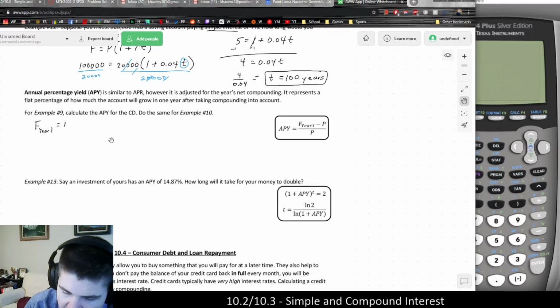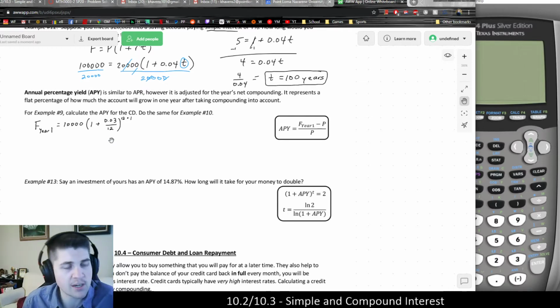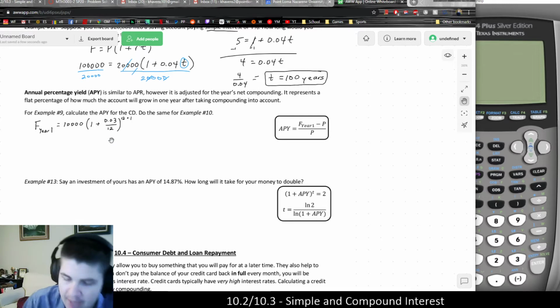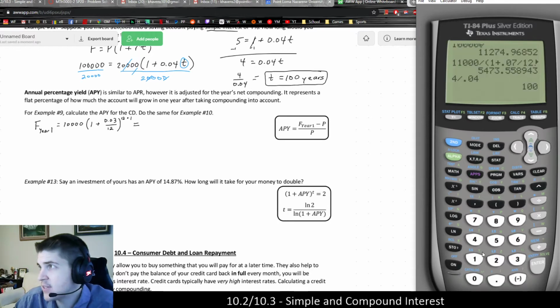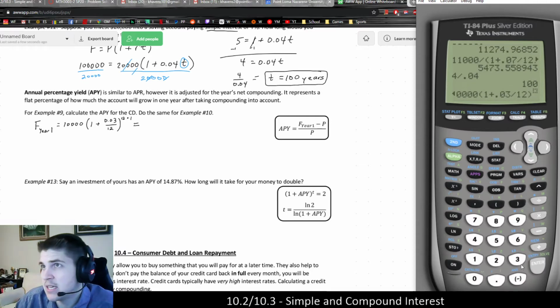We started with $10,000, and we had a 3% interest rate, compounding monthly, over the course of 4 years. But in this case, we want to know how much it was after 1 year, because we want to know what the yearly yield was, the annual percentage yield. That's based on how much it was after 1 year. So that's going to be 10,000 times 1 plus 0.03 divided by 12, raised to the 12 power.